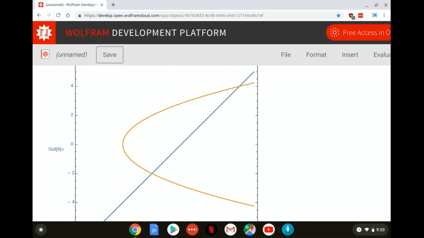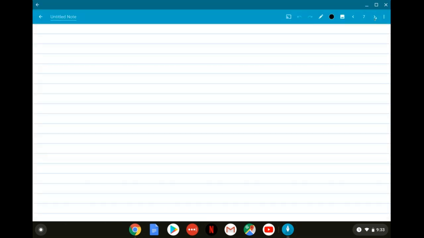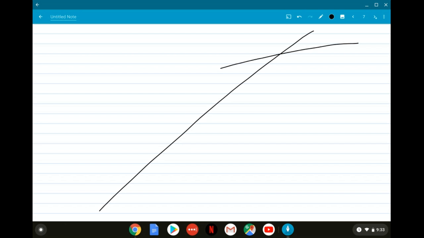And so let's see if we can do a little bit of foreshadowing here and make a good choice for which variable we want to integrate with respect to first. And again, because I can't draw on this, I'm going to go ahead and copy this over, do a rough sketch. We got some sort of line like this and a sideways parabola. Close enough.